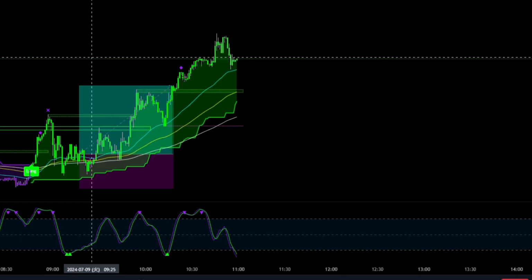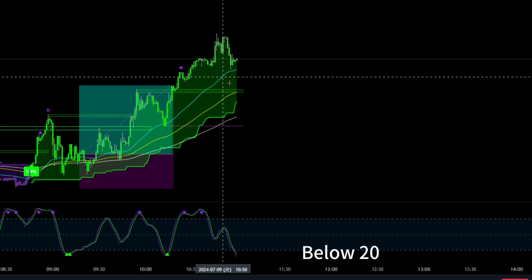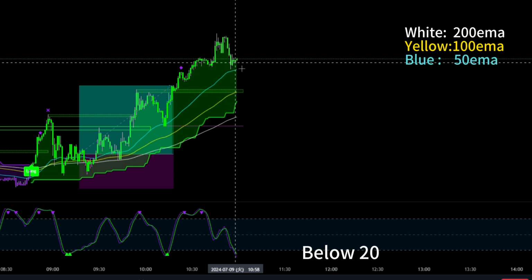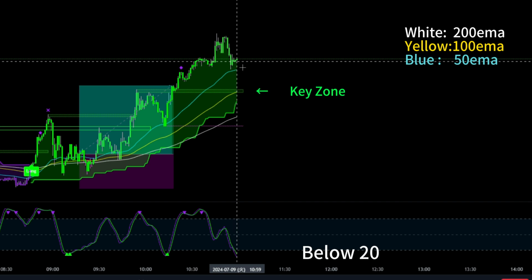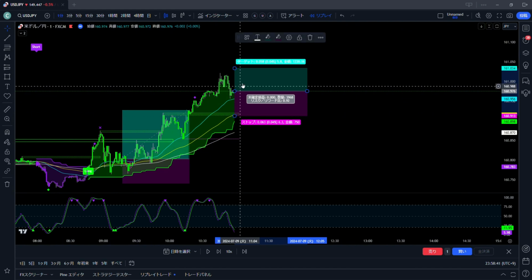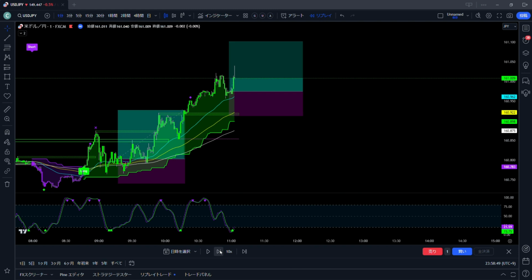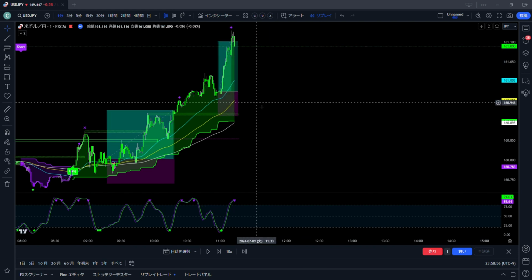For the second trade, the stochastic level is below 20 and EMA lines are favorable. Our indicator shows a key zone. We enter a long position from the 50 EMA line, set the stop loss below the key zone, and target a profit twice that distance.